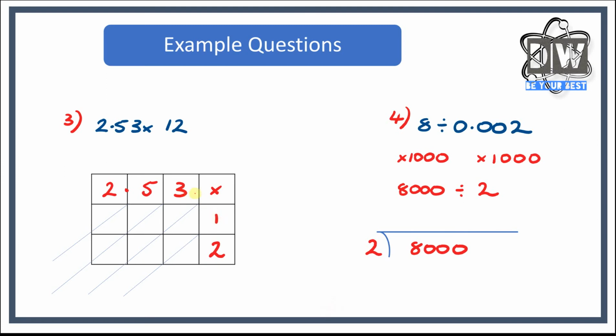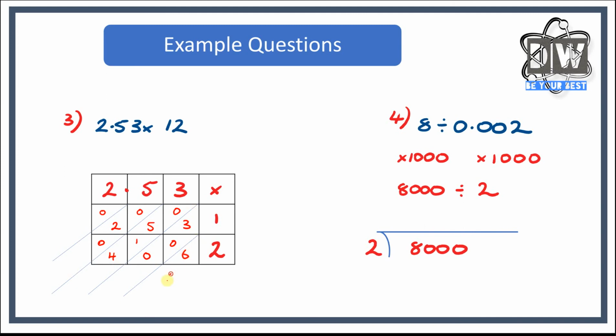So I've got 3 times 1 is 3. 1 times 5 is 5. And 1 times 2 is 2. 2 times 3 is 6. 2 times 5 is 10. And 2 times 2 is 4. I always give the answer before I finish. Let's collect all these numbers up now.